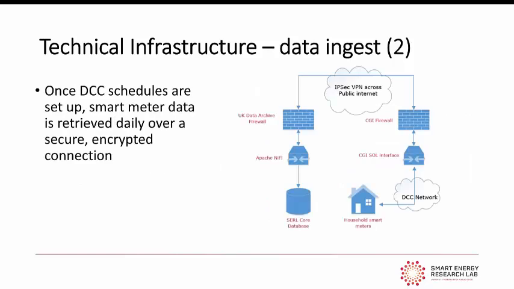So once those schedules, as we call them, are set up, that smart meter data is then retrieved overnight, daily. For every household, there could be up to 6 or 7 different devices, whether that's electricity or gas or smart meter hubs. So we have 1,700 participants at the moment. In total, we have about 8,000 of these schedules that come in overnight.